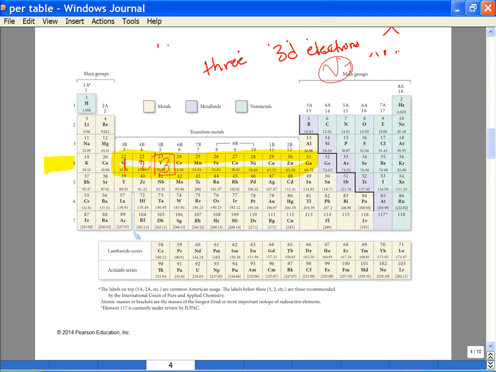I'm going to do the next one for you, just to make sure we're definitely on the same page. The next one is C, and it asks us to look at row 4 still and find the element that has 4p electrons.